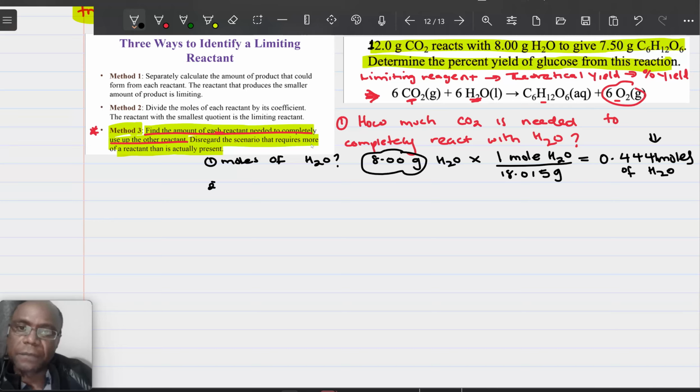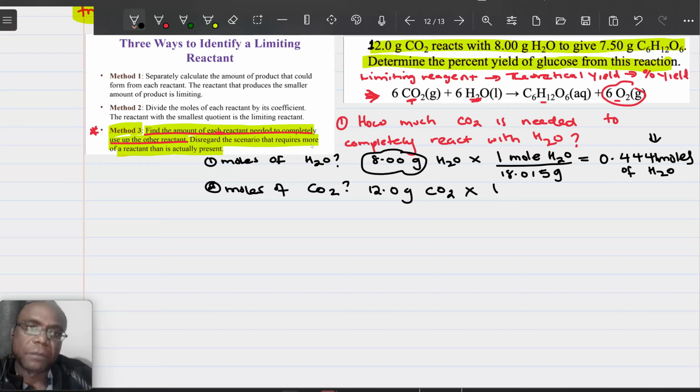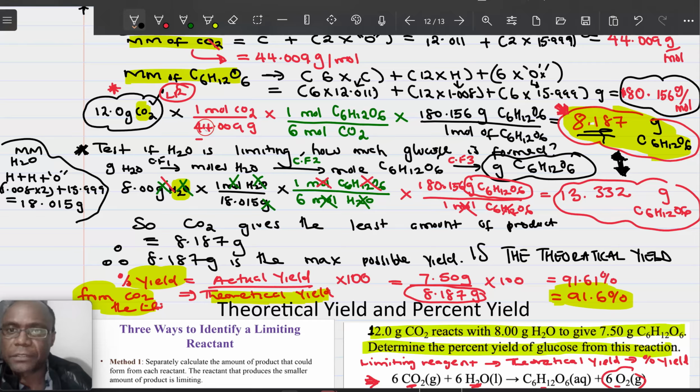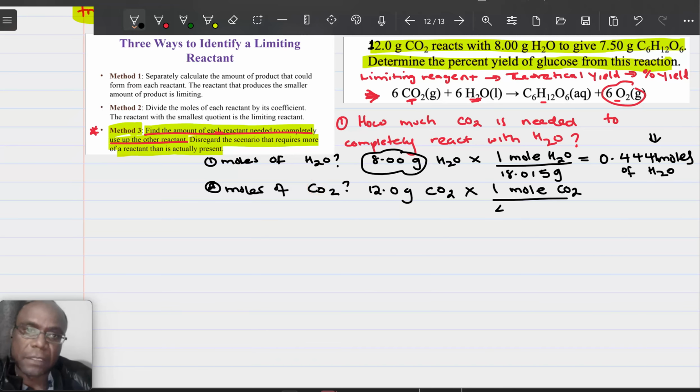And then let's find moles of CO2. So moles of CO2 is 12 grams of CO2. We're going to multiply it by its mole formula weight relationship. 1 mole of CO2 is equivalent to what mass? We found the molar mass of CO2 is 44.009. We did that before. We took time to do that. This way, grams of CO2 will cancel, and the answer is in moles of CO2.